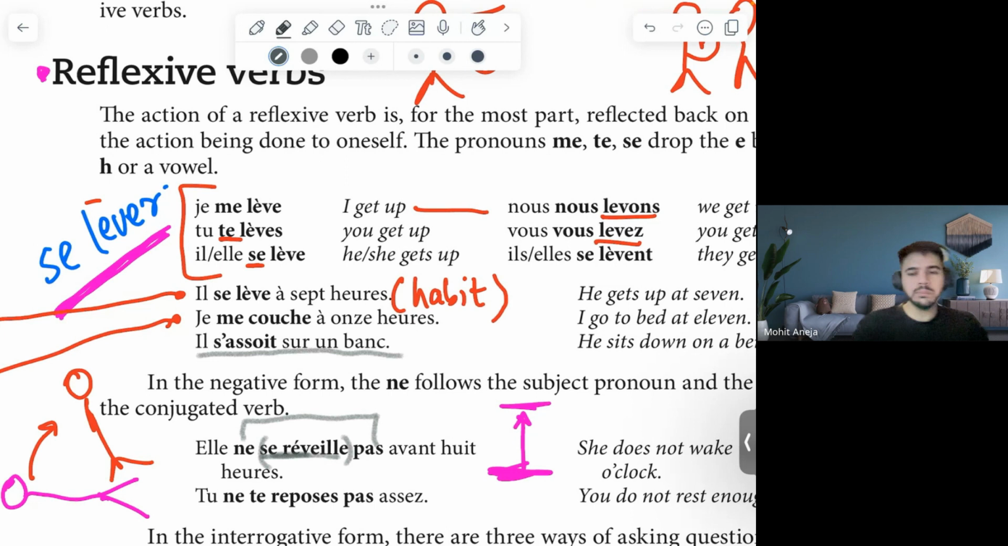Il s'assoit sur un banc. He sits himself, literally saying he sits on a bench. Il s'assoit. He doesn't assoit, but he s'assoit. In French, that's how it is. Il s'assoit. Je m'assois. I sit myself. It means I place my backside somewhere. It's like saying that. Je me couche à 11h. Je couche à 11h, no, that won't make sense. Je me couche à 11h.